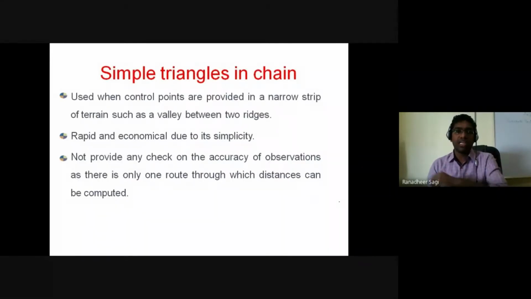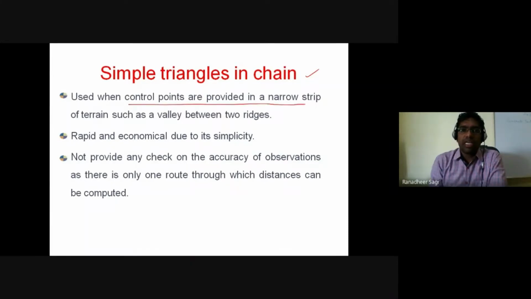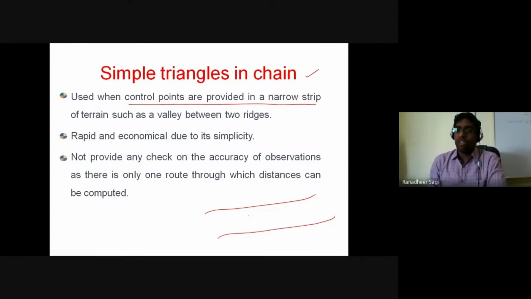So let's quickly understand each of them one by one. What is meant by simple triangles in chain form? This arrangement of simple triangles in a chain form is generally preferred when control points are provided in the case of a narrow strip. Narrow strip in the sense, let's say for example, I have a river flowing like this. And if I need to make the triangulation network for this river region, then I can say this is one triangulation station, this is another, and this is another.